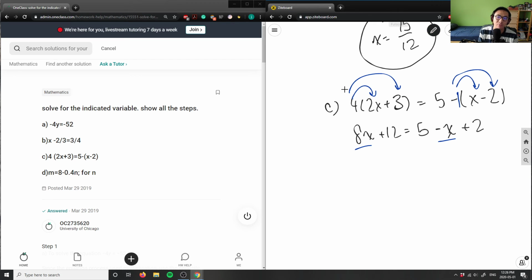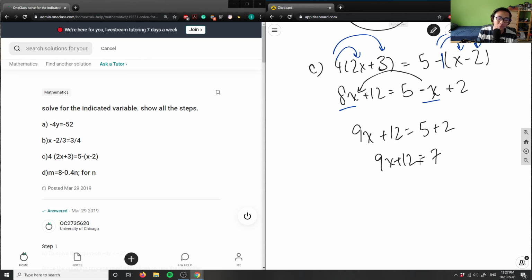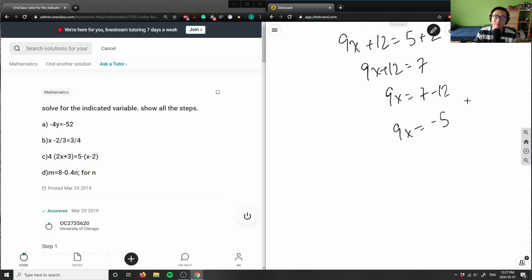So 8x, I want to move minus x towards this side here. So I'm going to add the x to both sides. So 8x plus x would give me 9x here, plus 12 equals 5 plus 2. 9x plus 12, 5 plus 2 is 7. And finally, I'm going to minus 12 from both sides. So I have 9x equals 7 minus 12, which is 9x here would equal negative 5. And finally, I would divide both sides by 9 to get my answer, right? So I get x equals negative 5 over 9 here.